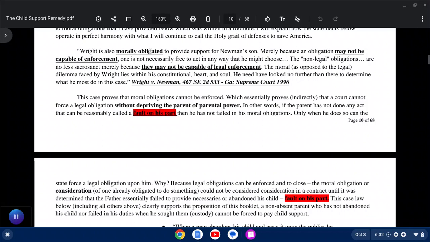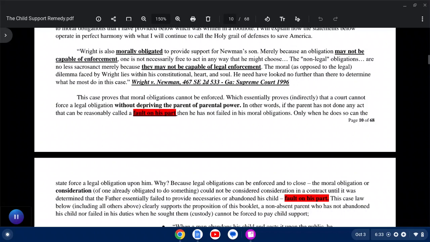Wright is also morally obligated to provide support for Newman's son. Merely because an obligation may not be capable of enforcement, one is not necessarily free to act in any way that he might choose. The non-legal obligations are no less sacrosanct merely because they may not be capable of legal enforcement. The moral, as opposed to legal dilemma faced by Wright, lies within his constitutional heart and soul. He need have looked no further than there to determine what he must do in this case. I'm guessing that's supposed to be must, because it looks like an error, but I don't know.